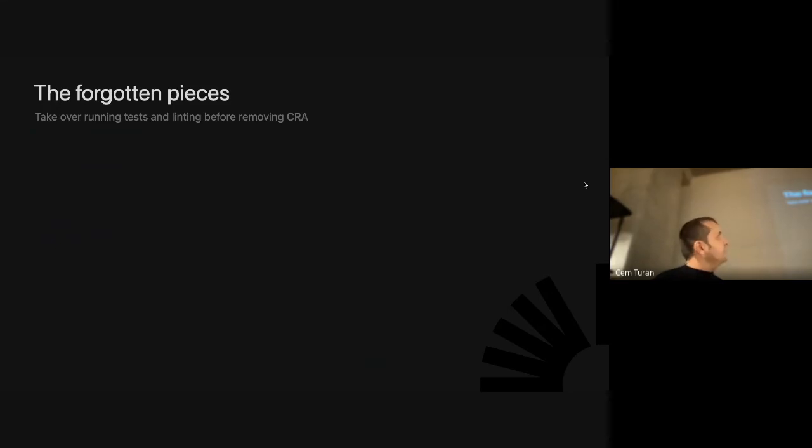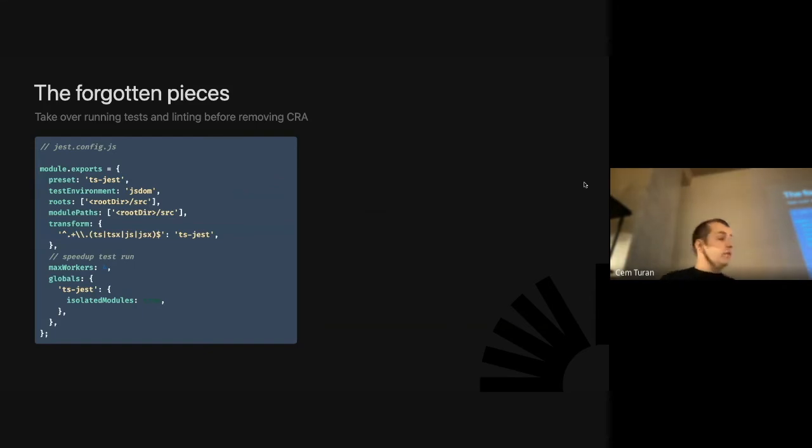So there are actually two things that we need to do before getting rid of Create React App and deleting it. That also brings along those 1,000 packages we did and stuff like that. The first thing is taking over running tests. And this here is a simple Jest configuration that we need to do. And of course, we need to install Jest, and ts-jest in case you're using TypeScript. And this is pretty much the bare minimum that you need.